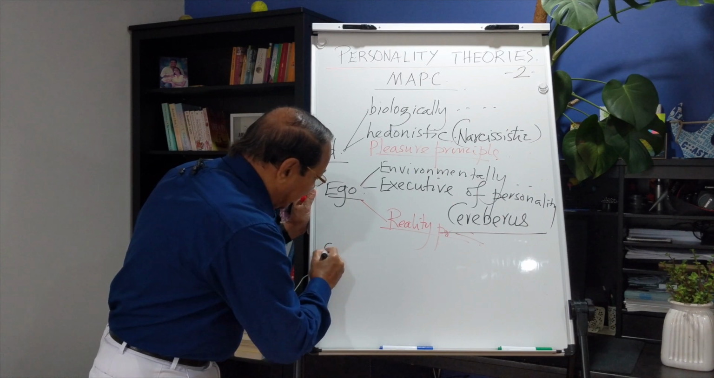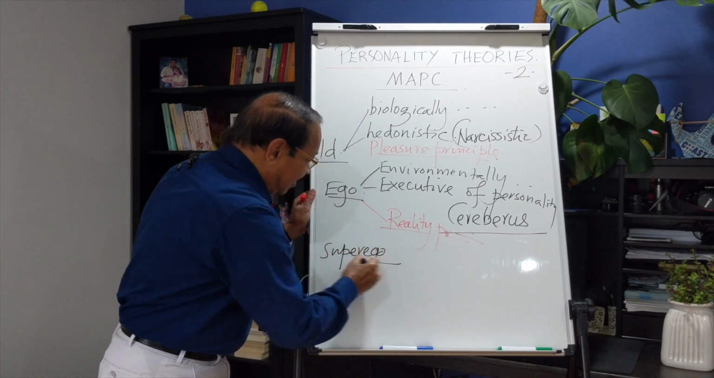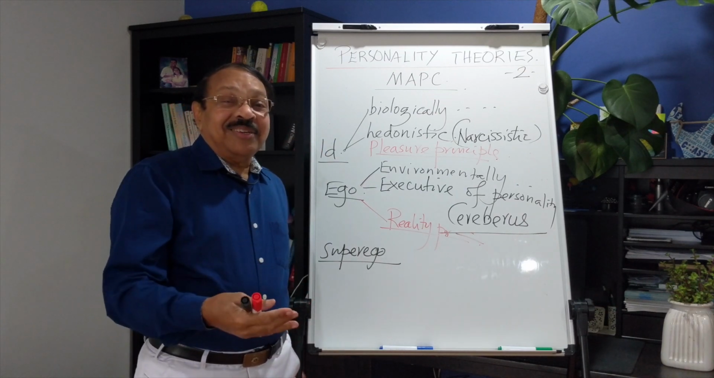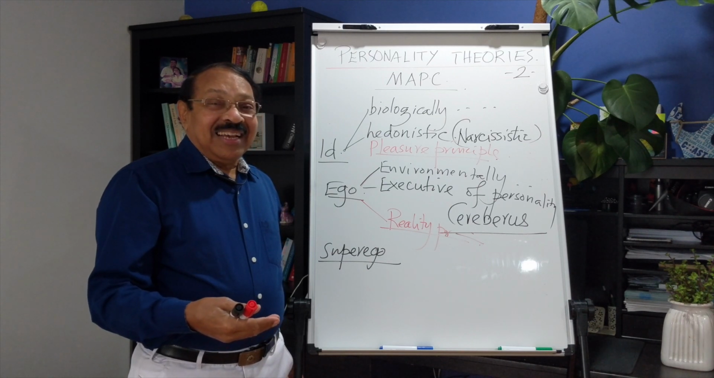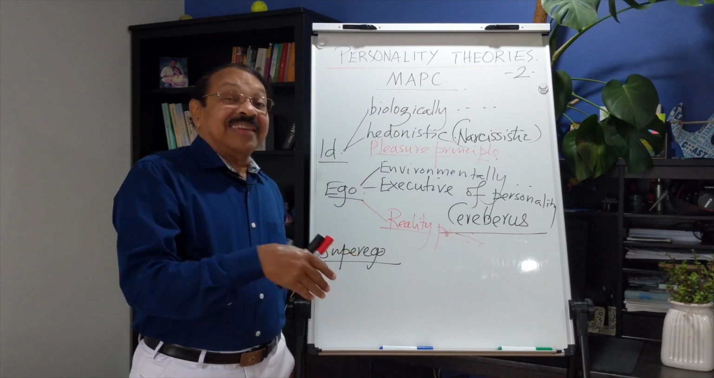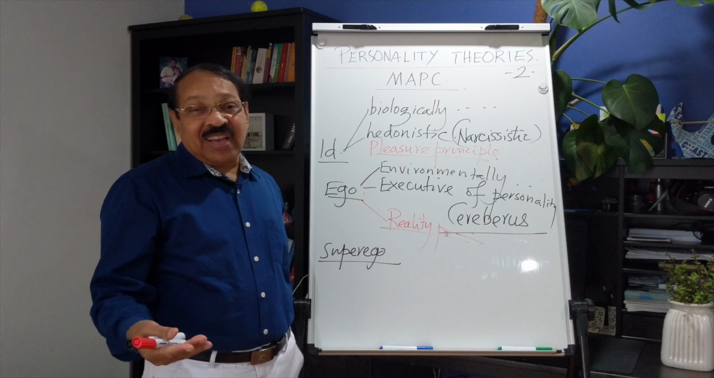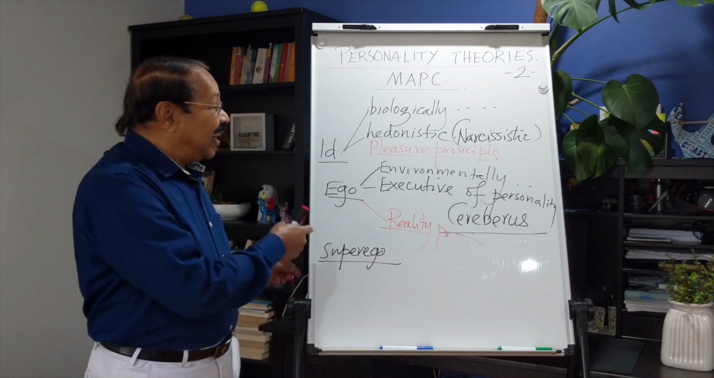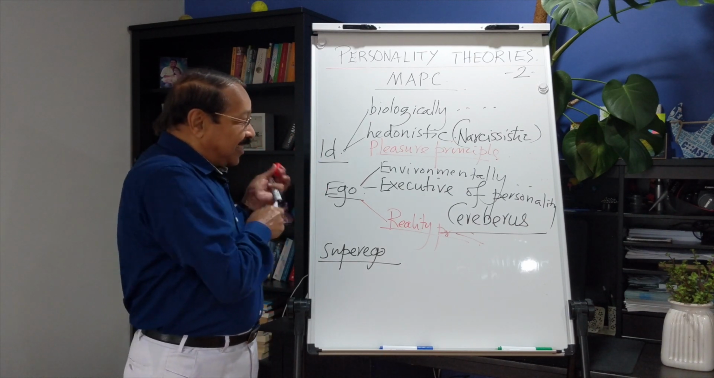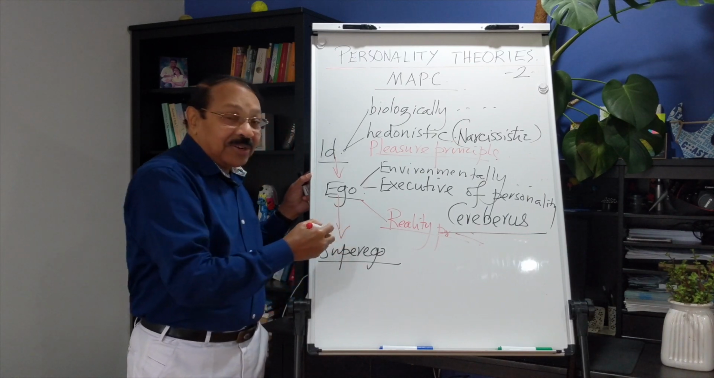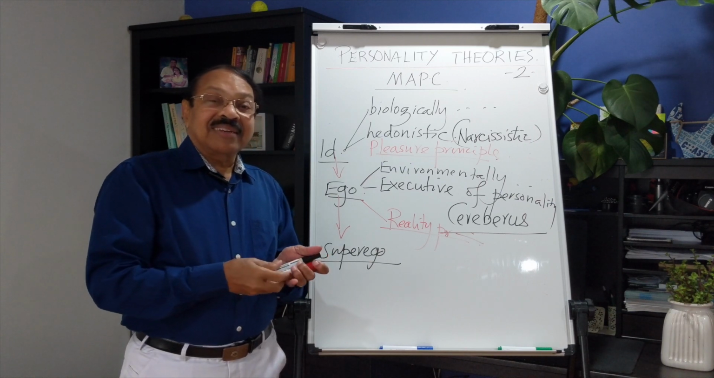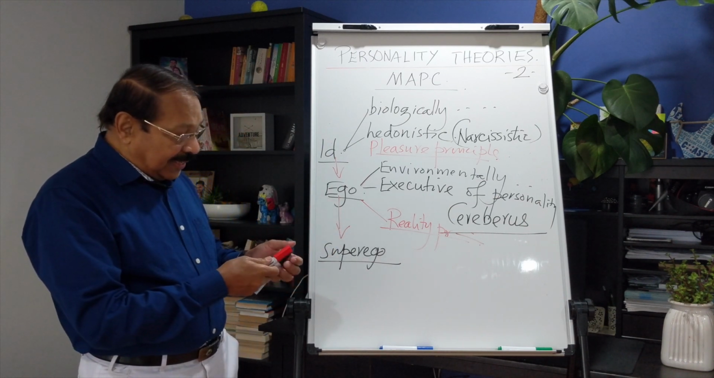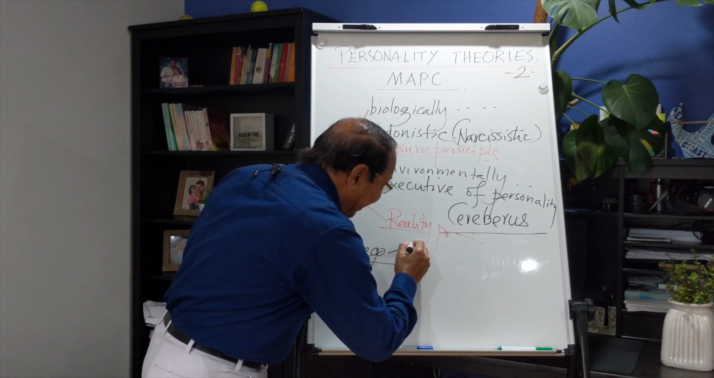Next concept is superego. Please take care that we are not spacing it. Superego is one word. We can translate it into conscience. Part of the ego, later on, as a result of our interaction with parents, teachers, religious values, cultural values, part of ego transforms into superego. Part of ego transforms to superego as a result of our interaction with values, with culture, with our teachers, with parents.